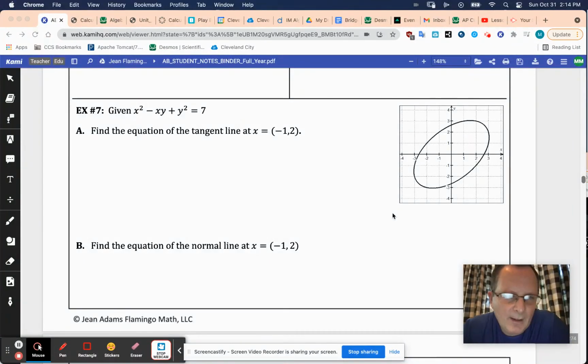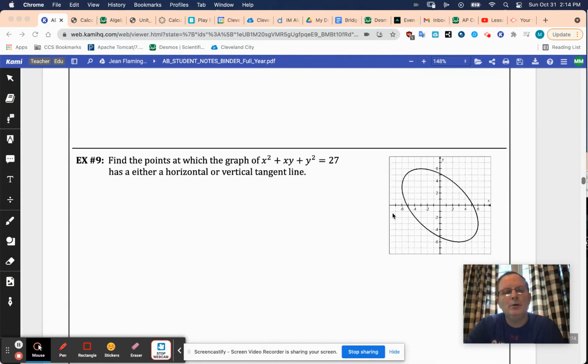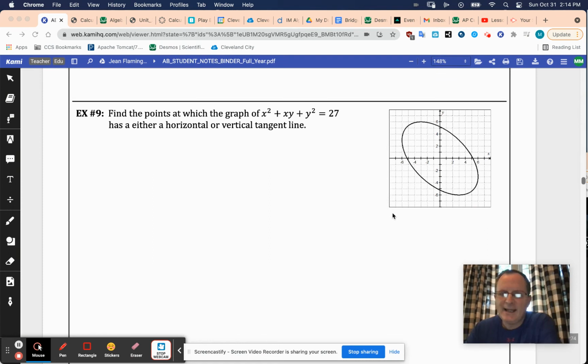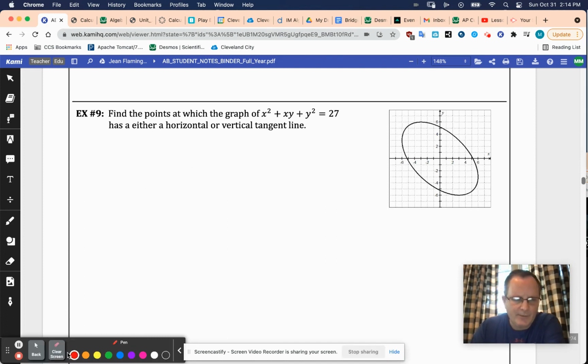Okay, so on example 9, it's asking us to find the points at which this graph right here has either horizontal or vertical tangent lines. Well, we've got to take the derivative first to find out. All right, so here we go. The derivative of the left-hand side: 2x plus product rule for like the fourth time now. So we've got x dy/dx.